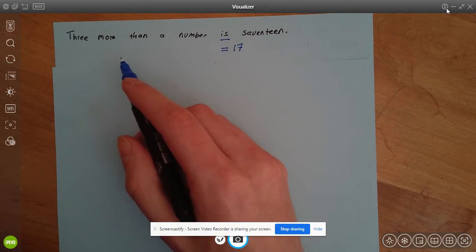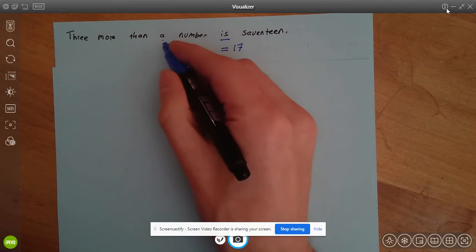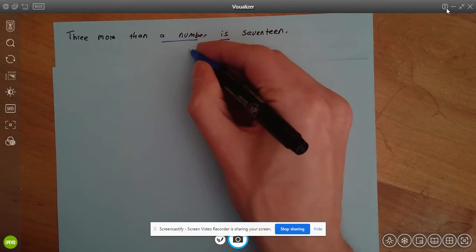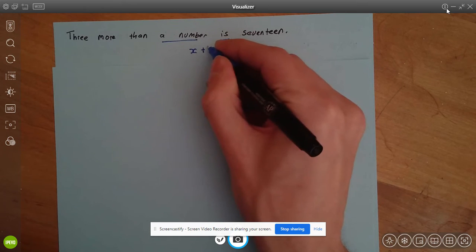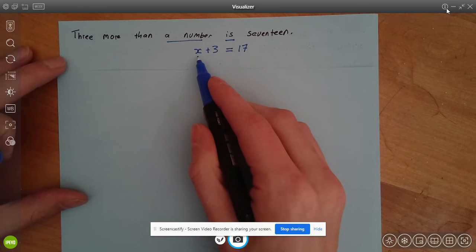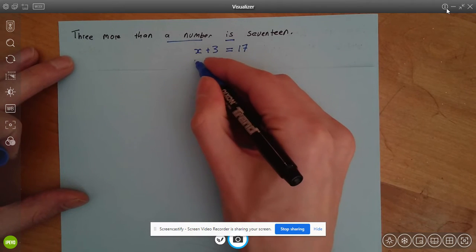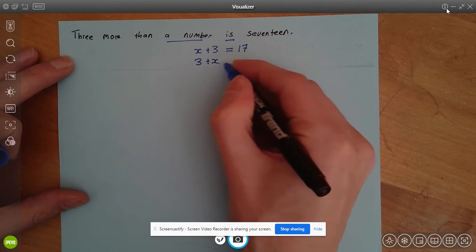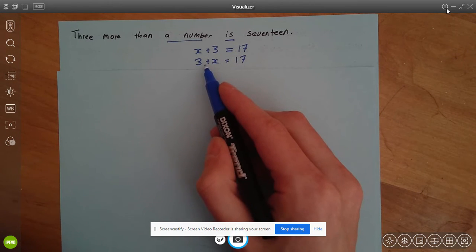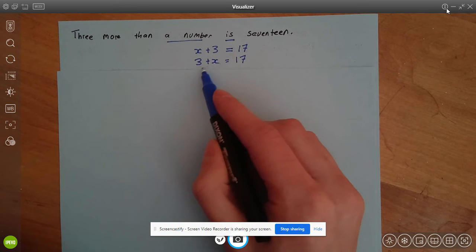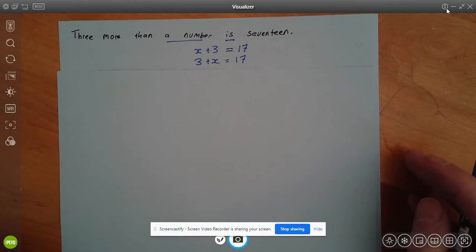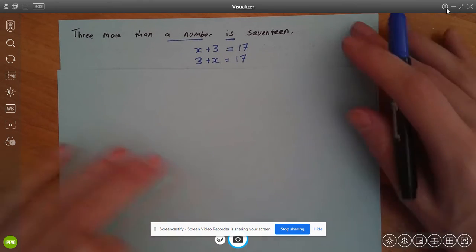3 more would mean plus 3. And a number we could represent with any variable. So a number is something we don't know. So I could write x plus 3 equals 17. So that means 3 more than a number is 17. You could also write it as 3 plus x equals 17. Addition is what we call commutative, so it doesn't matter which order I write the two terms. So these are both the same solution. I think you probably know that the answer would be x equals 14.